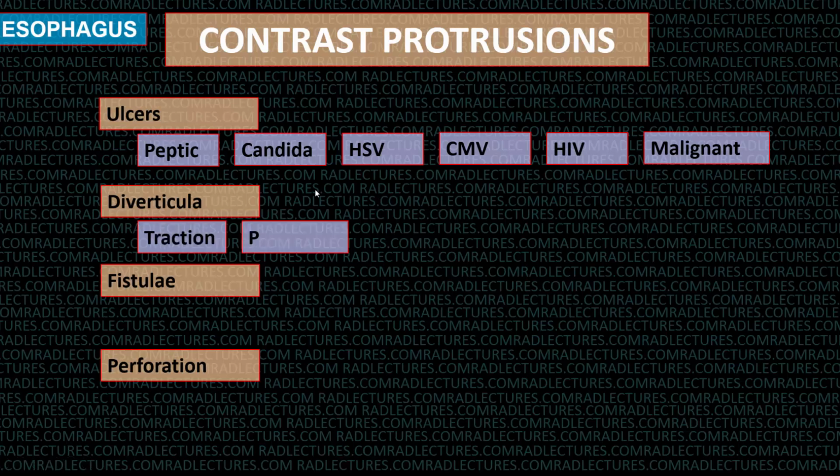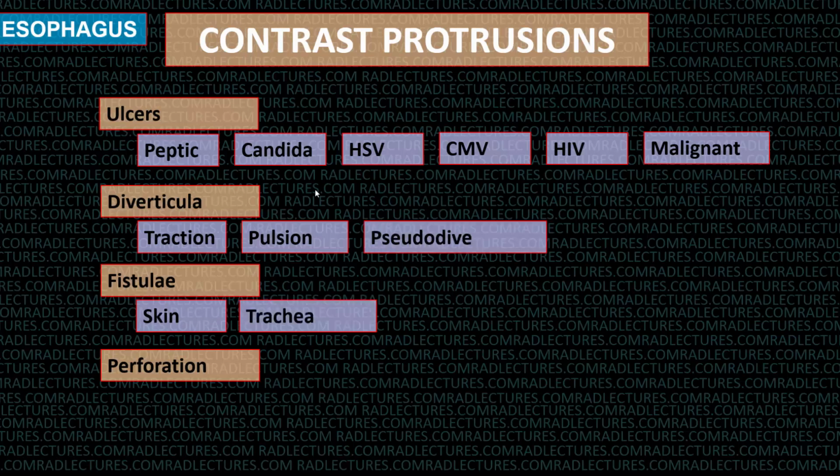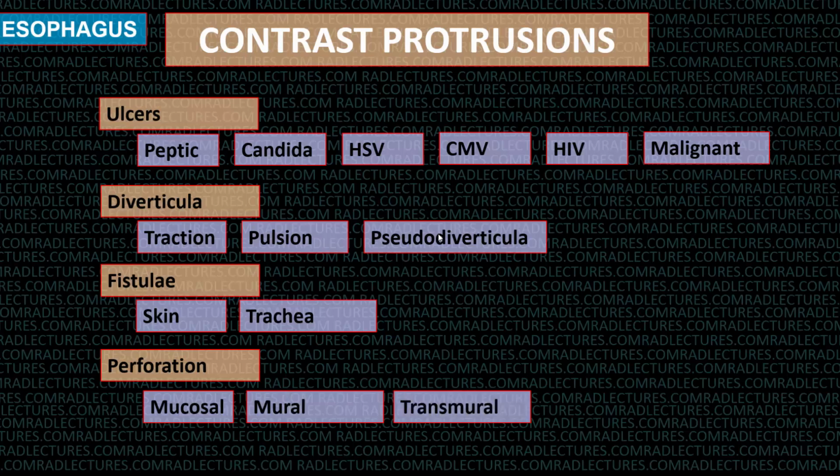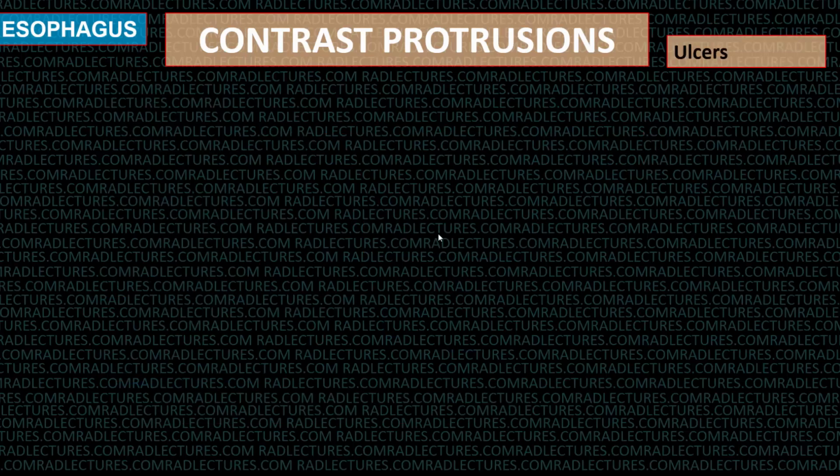Diverticula can be due to traction or pulsion type diverticula, or there can be pseudodiverticula. Fistulae can be through the skin or trachea. Perforation can be mucosal, mural, or transmural. So let's go over them quickly.